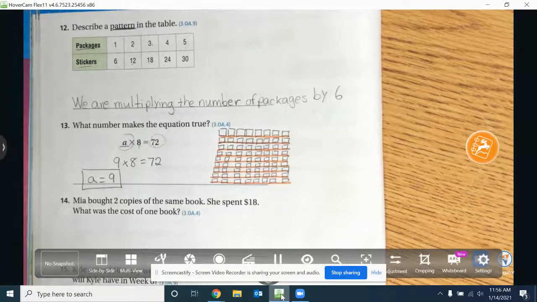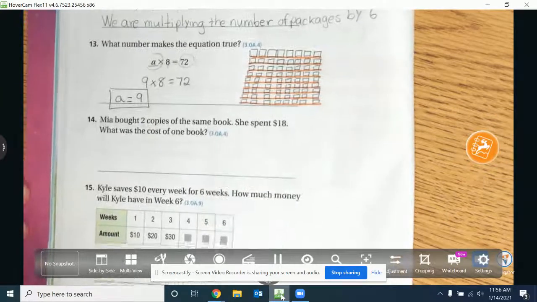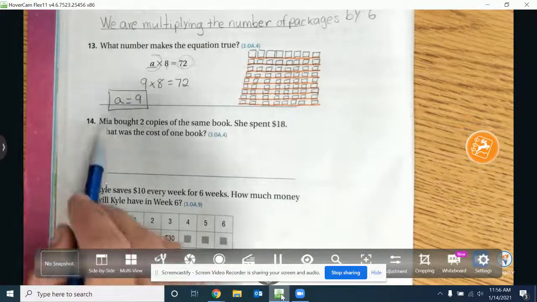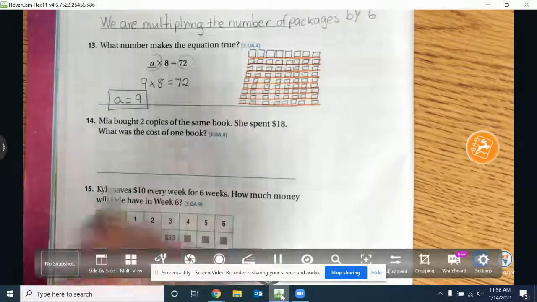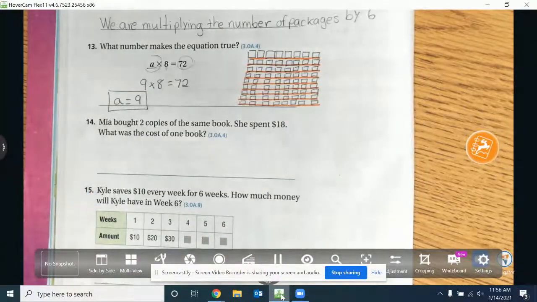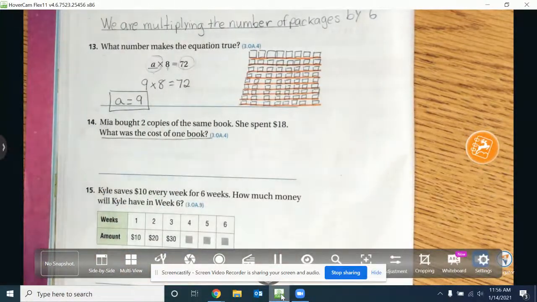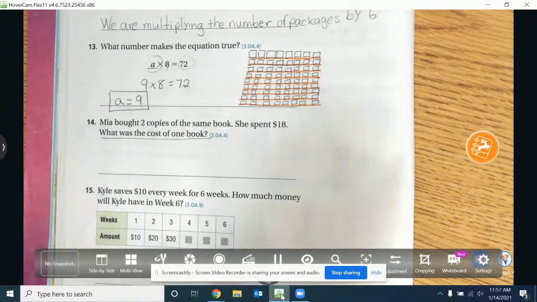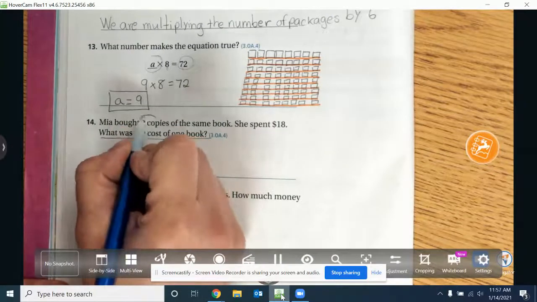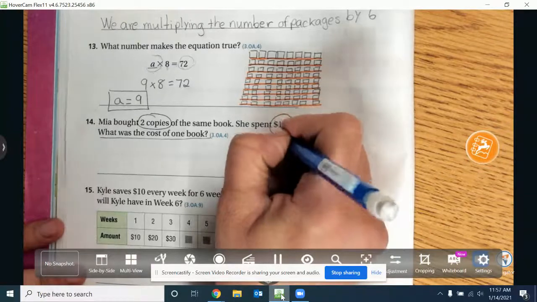Again, you can pause this video as many times as you need to get this done. Number 14. Mia bought 2 copies of the same book. She spent $18. What is the cost of one book? Underline the question, circle your information. The question: how much does one book cost? The information we have: she bought 2 copies. So she bought 2 books and she spent a total of $18.